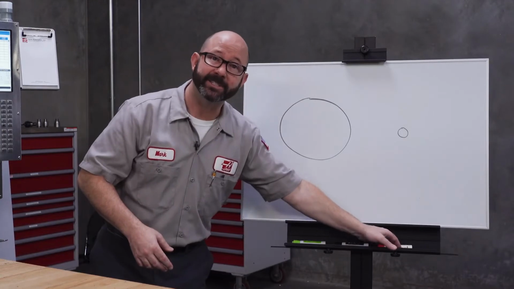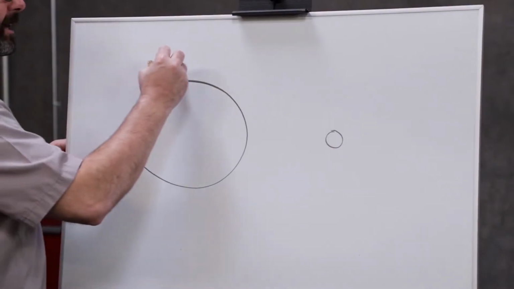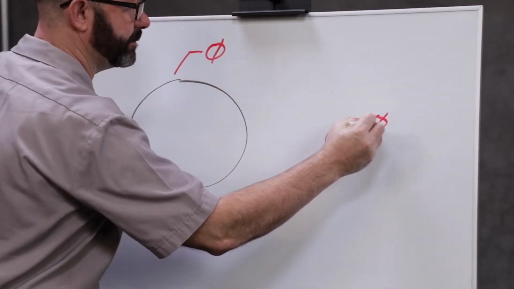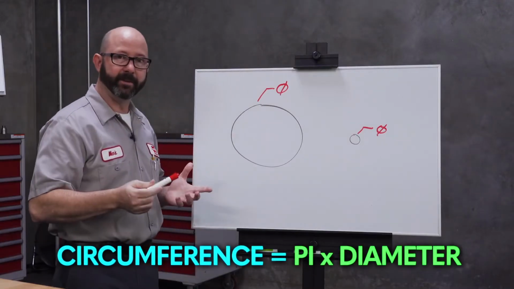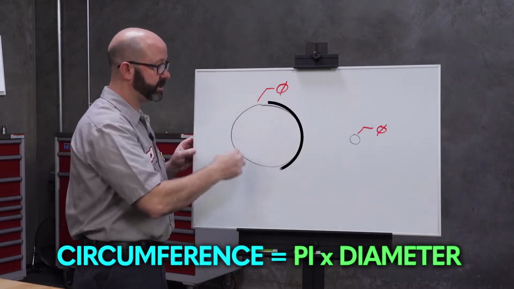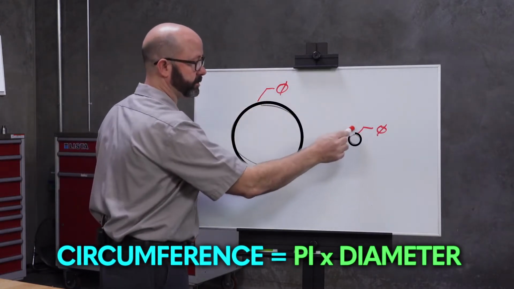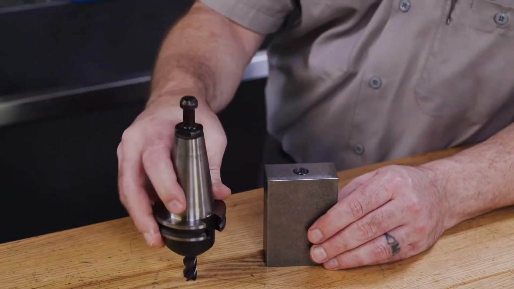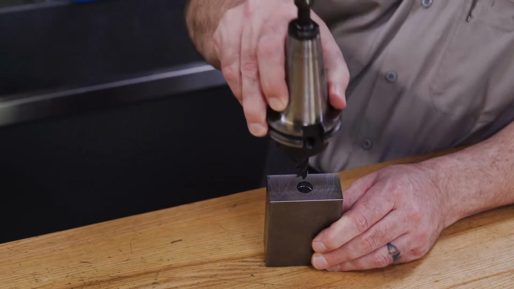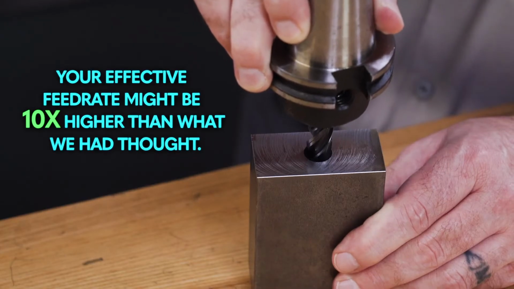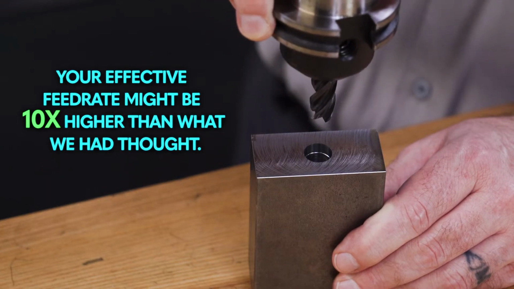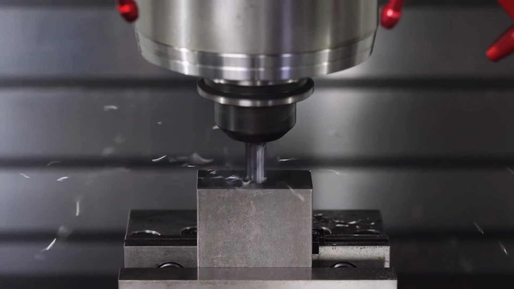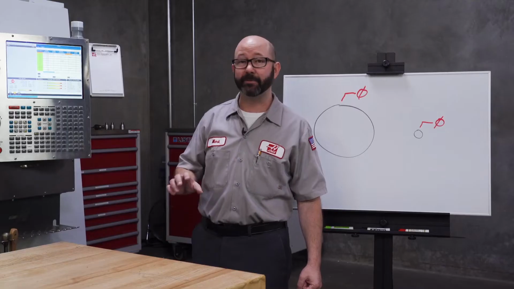Now they've got different size diameters, right? Big diameter, small diameter. And they also have different circumference, the distance around those circles. What you will eventually find out is that when you program a circular pocket with a tool that is nearly the same size as the hole itself, your effective feed rate might be 10 times higher than what we had thought. You might end up with this instead of this.